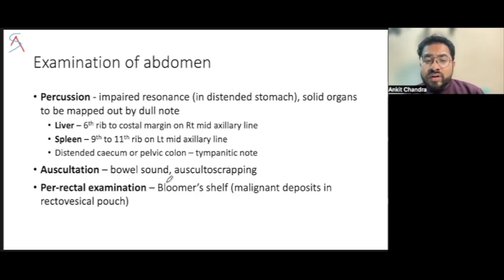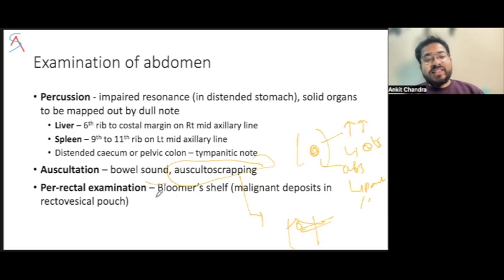Auscultate for bowel sounds at the para-umbilical area along the umbilicus and the supra-umbilical line for 2 to 3 minutes. When there is exaggerated sound, think of some mechanical obstruction. When it is absent, think of paralytic ileus.